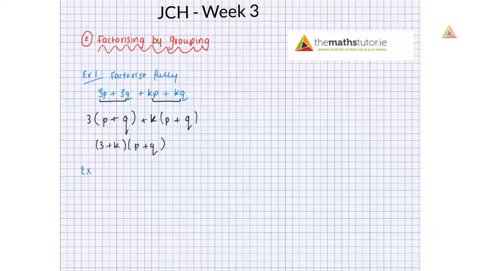So put example 2 up. Okay, so this time it's going to be 2ac, so again, factorise fully.